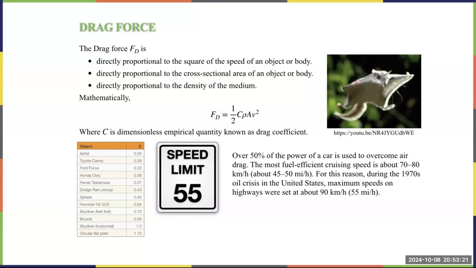And that's the reason for the drag force. Most of the freeways are about 55 miles per hour to make it fuel efficient. Make sense?